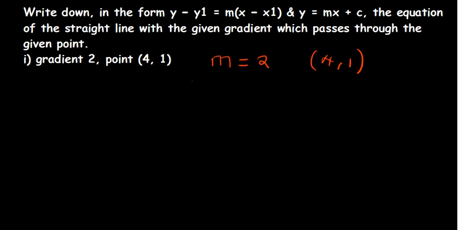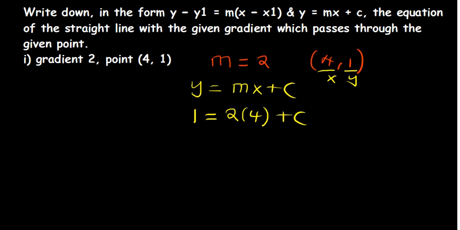I'll go for the one that is easier to remember. y is equal to mx plus c. Now this one is longer. For the y value, we can substitute. You know that is your y, this is your x. So for the y we have a 1. For the gradient we have a 2. For the x we have a 4.